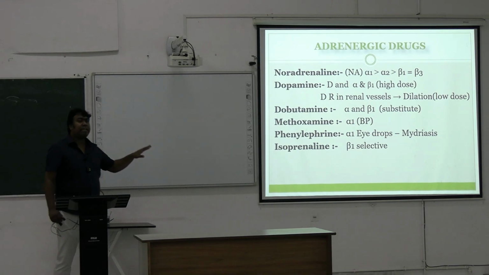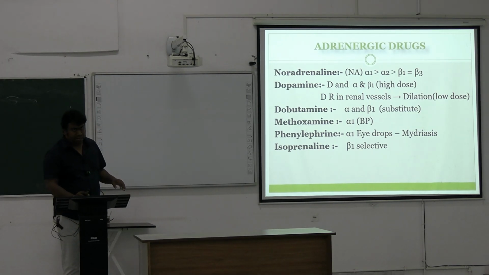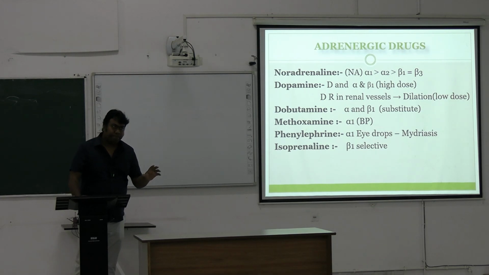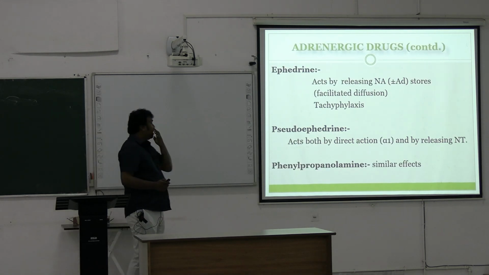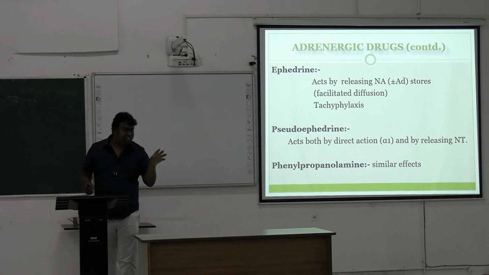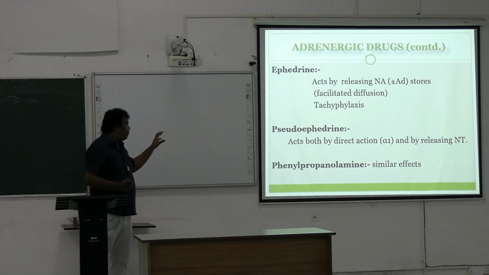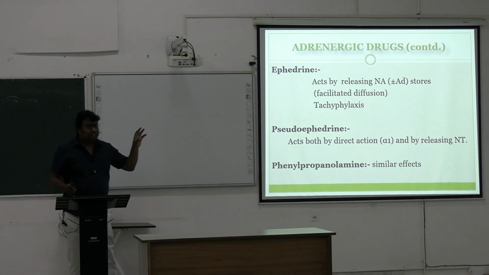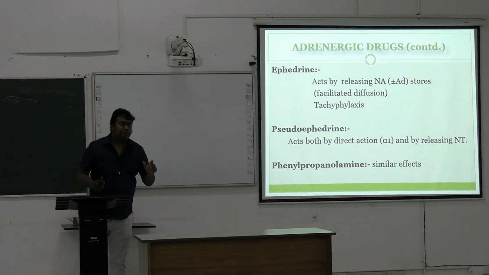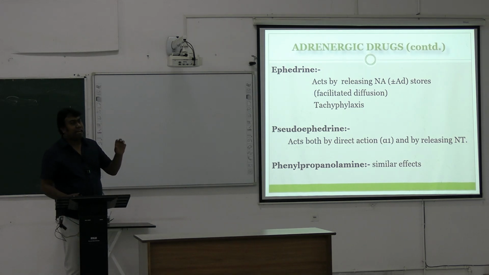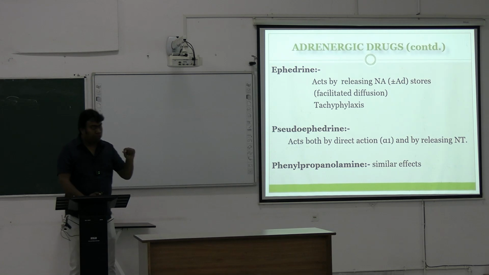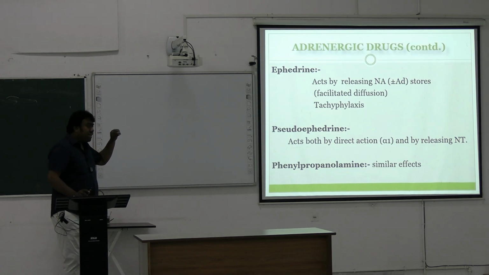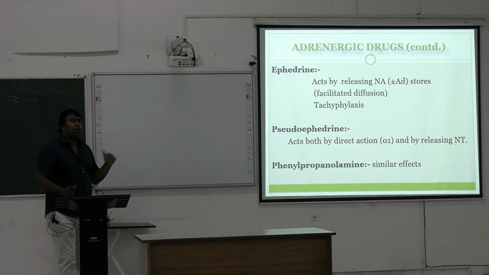Isoprenaline is a selective beta 1 receptor agonist. Where is beta 1 present? Heart and JG cell. You have to remember another one thing, the JG cell. Ephedrine. Now this is an important thing. Ephedrine, pseudoephedrine, phenylephrine. These are mixed type of action. So they directly stimulate alpha receptor and they can also bind and release the storage of noradrenaline.